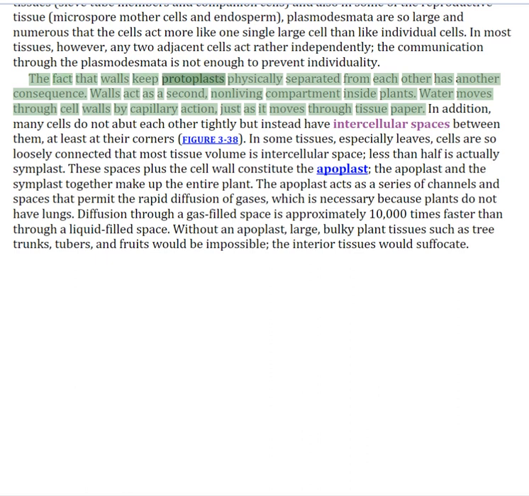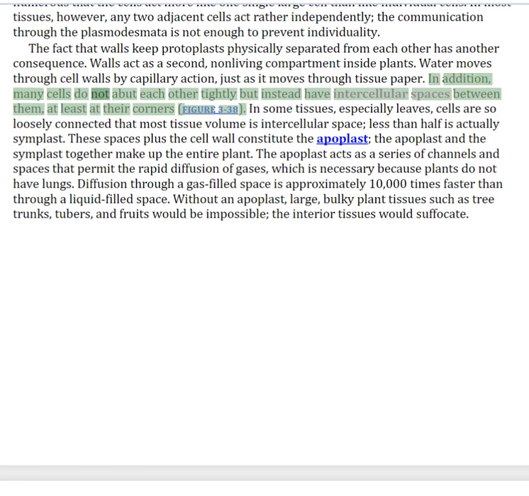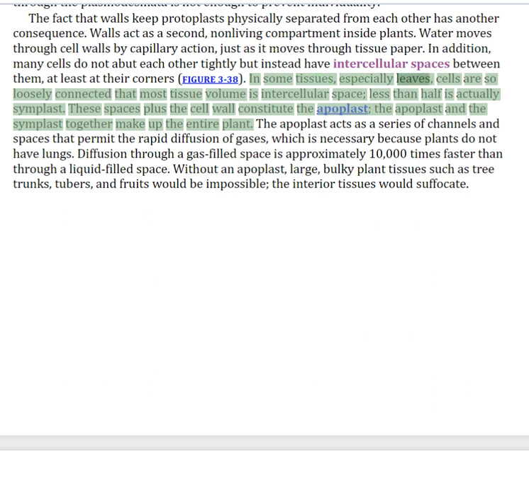The fact that walls keep protoplasts physically separated from each other has another consequence. Walls act as a second, non-living compartment inside plants. Water moves through cell walls by capillary action, just as it moves through tissue paper. In addition, many cells do not abut each other tightly but instead have intercellular spaces between them, at least at their corners. In some tissues, especially leaves, cells are so loosely connected that most tissue volume is intercellular space, less than half is actually symplast. These spaces plus the cell wall constitute the apoplast. The apoplast and the symplast together make up the entire plant.